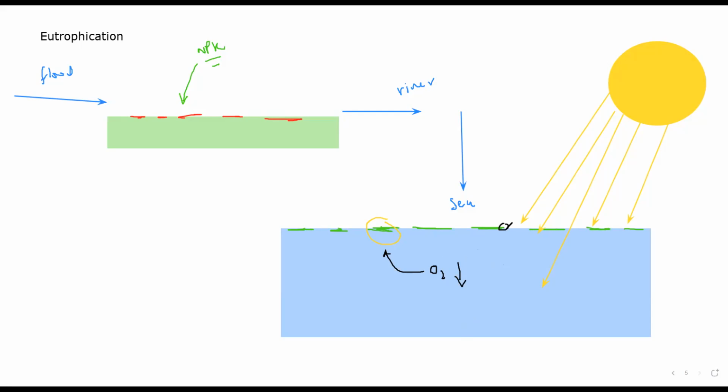And this whole process, the enrichment of water by nutrient salts, is natural in our ecosystem, but due to the increased use of fertilizer, we call this eutrophication.